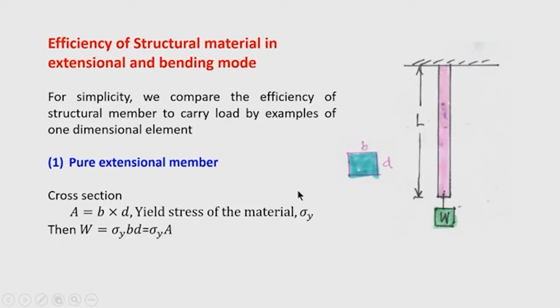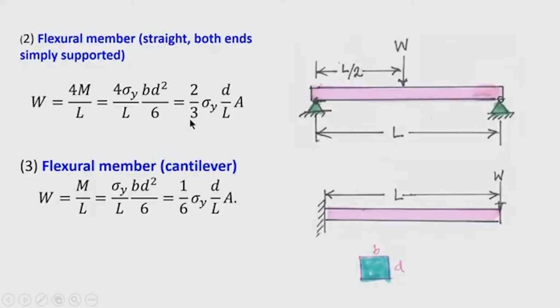and B is the width of the section and d is the depth of the section. Okay. So, the cross section I have taken, for illustrating this case, is a rectangular. So, ultimately this W is equal to sigma y B d or sigma y into A. So, this is a pure extensional member. Now, next let us see the flexural member. In the flexural member I am illustrating two cases.